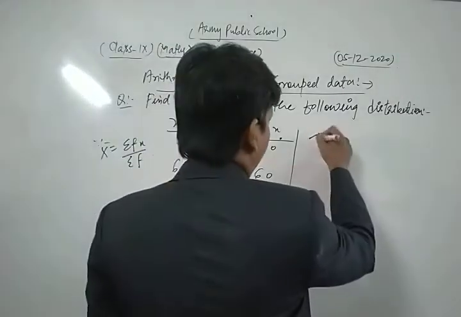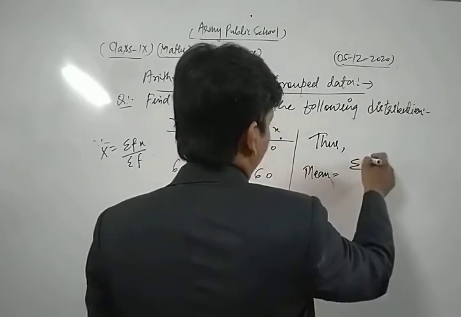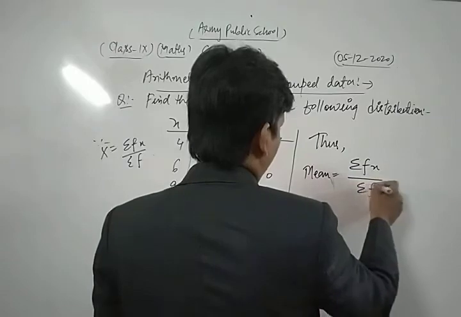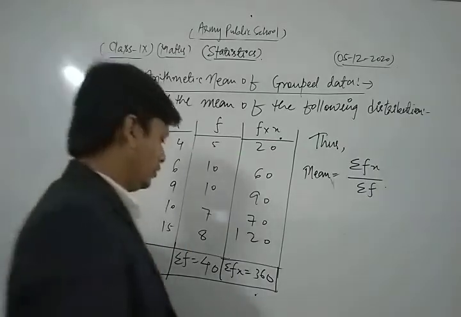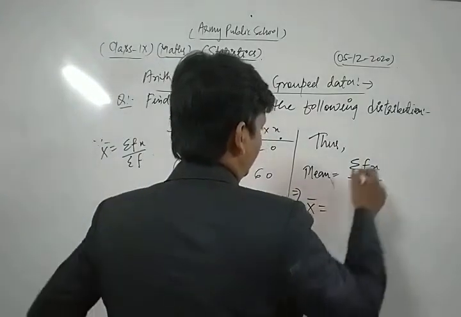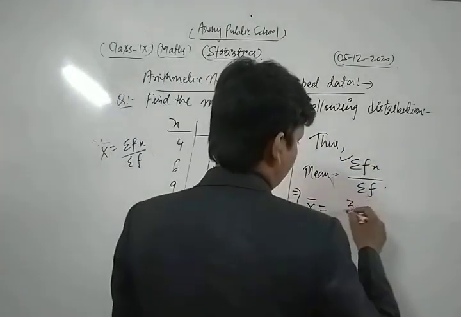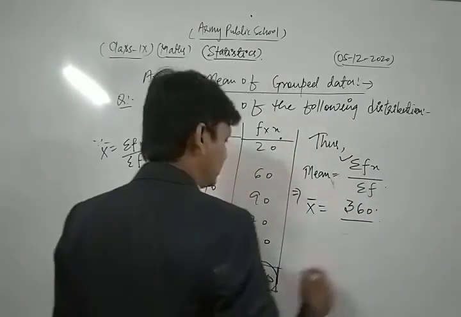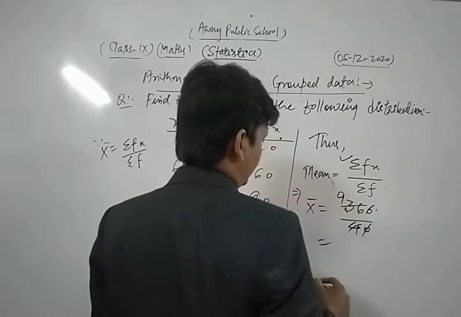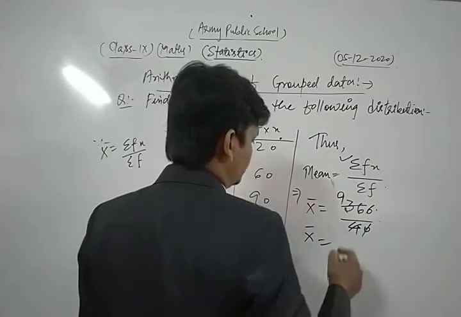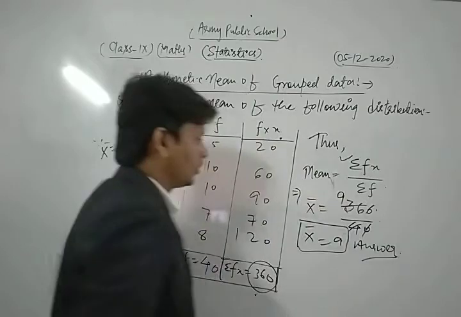Thus the mean will be what? Mean is equal to sigma f into x upon sigma f. Now let's see. Sigma f into x is 360 upon sigma f, which is 40. The zeros cancel each other. So 4 nines are 36. Thus, the mean of the given frequency distribution is 9. This is our required solution of the given question.